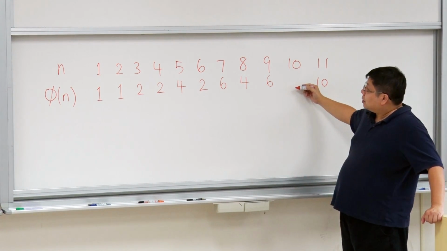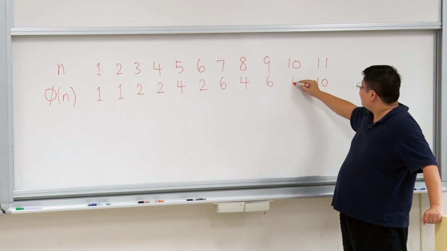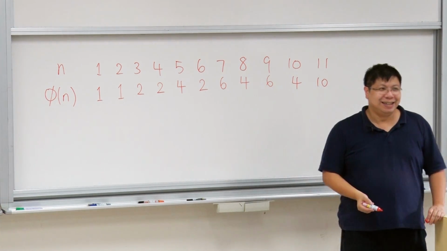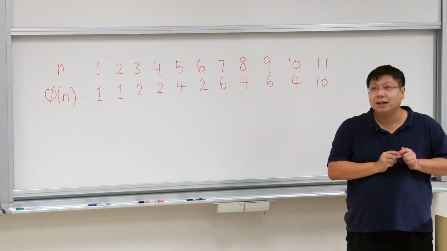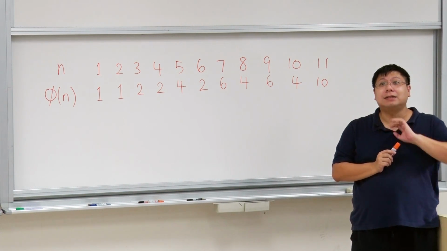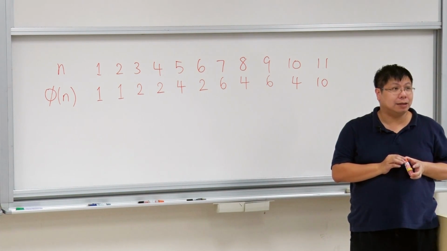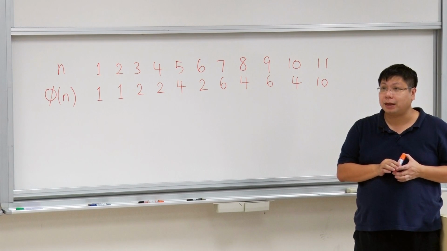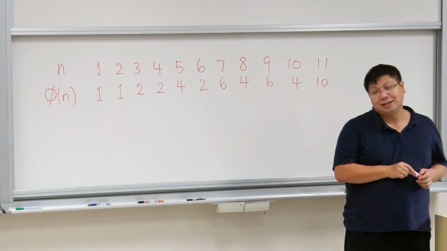Good, 6 of them. And then 10, how about 10? 10, okay, let me take a look. I guess it is going to be 4. Let's try. 1, 3, 7, and 9. These are the only numbers coprime with 10. Is that okay? Okay, good.